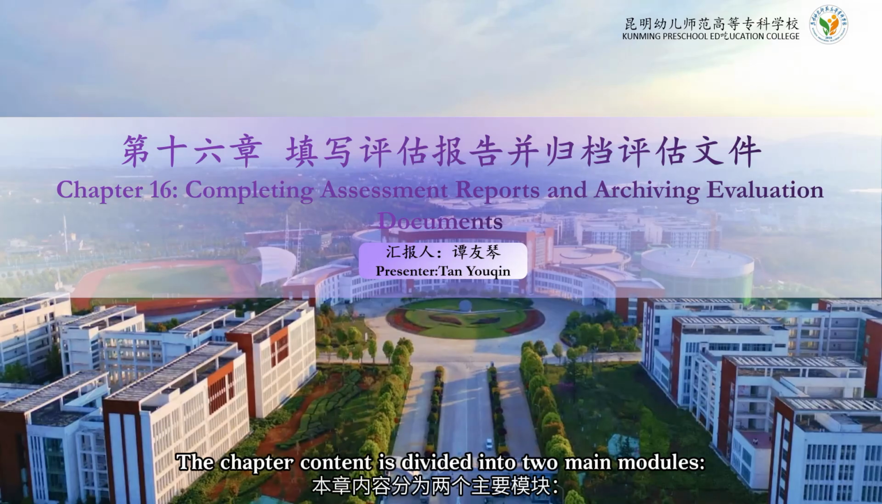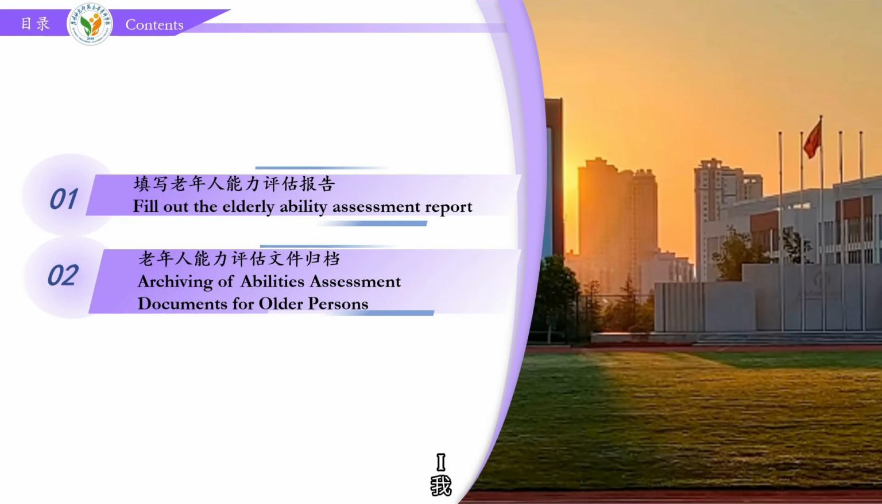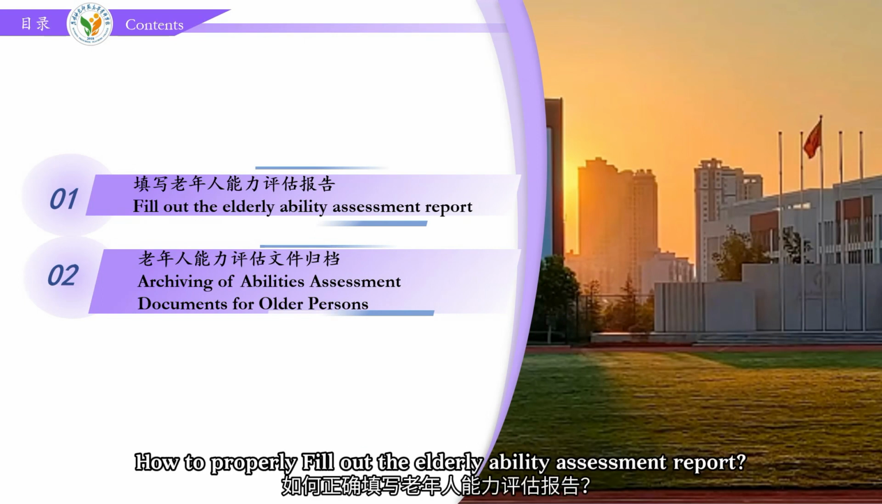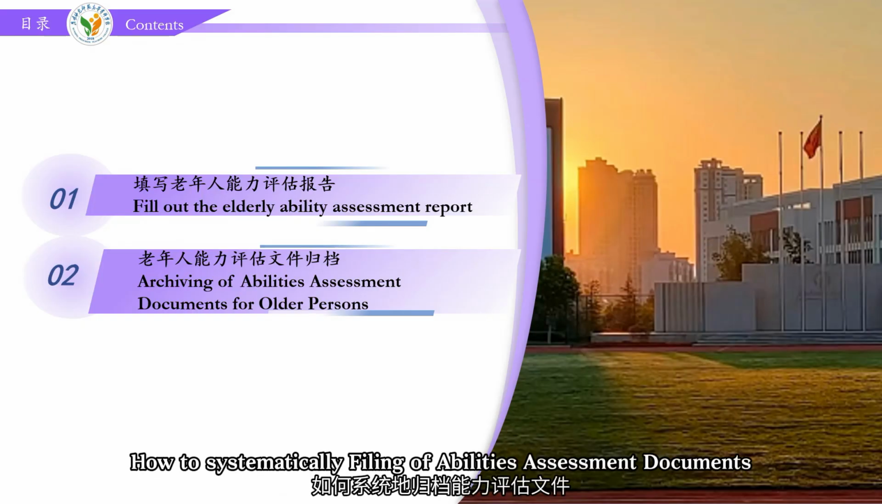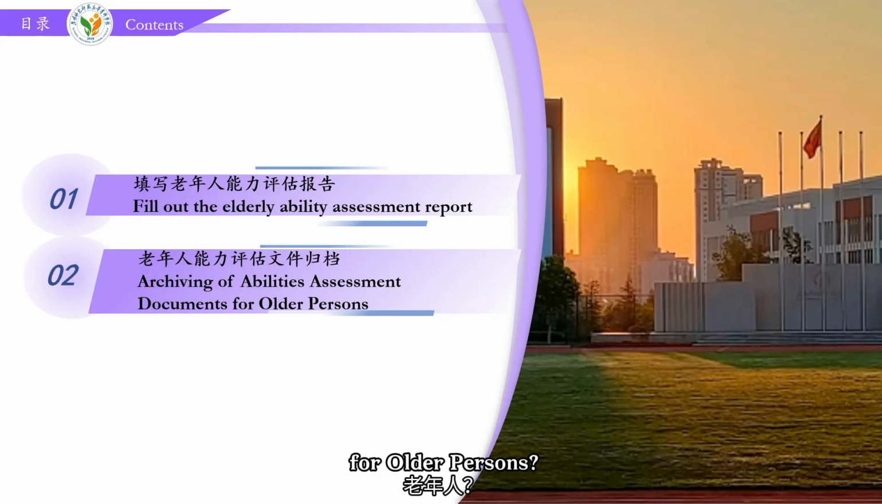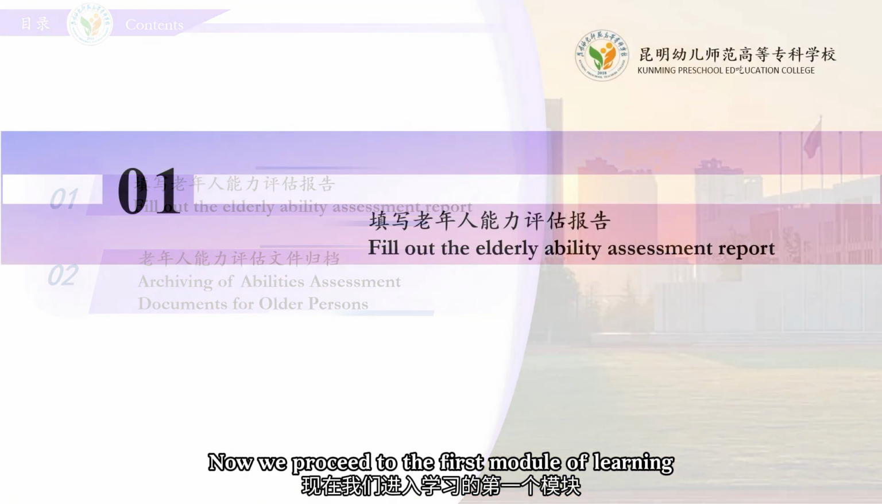The chapter content is divided into two main modules. 1. How to properly fill out the Elderly Ability Assessment Report. 2. How to systematically file the ability assessment documents for older persons. Now we proceed to the first module of learning.